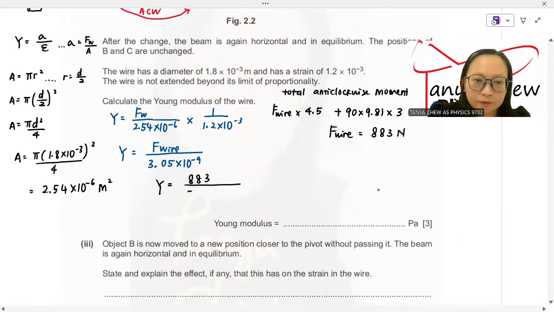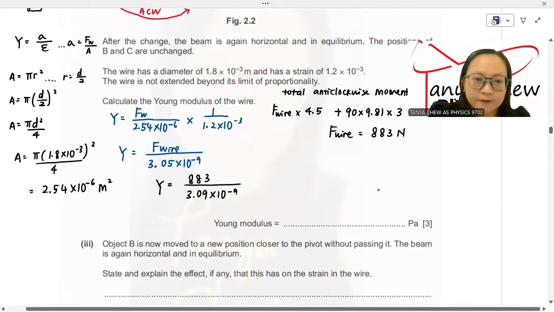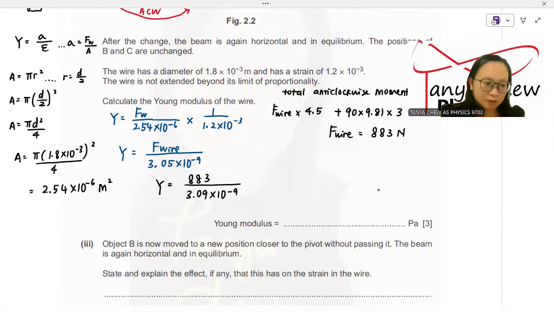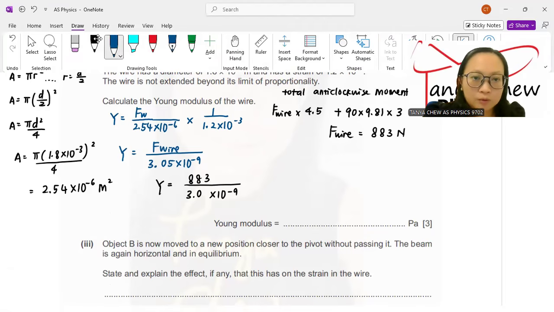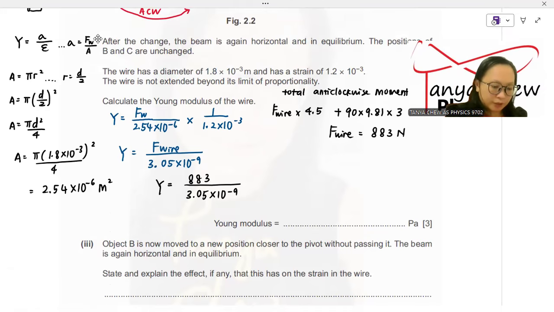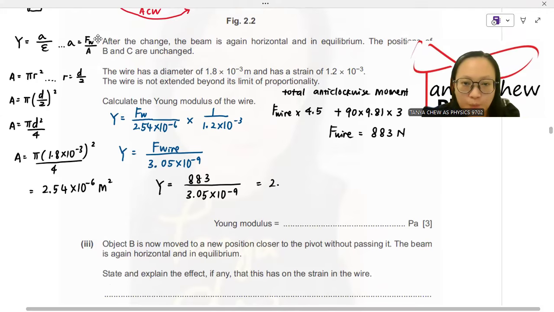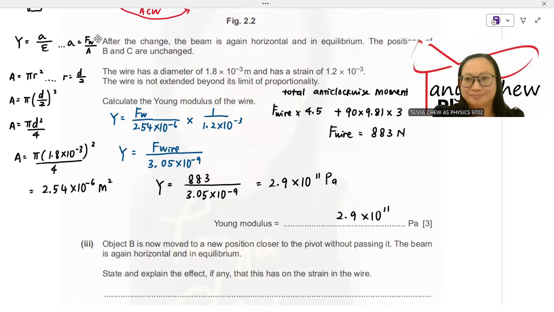Since I got that, I just replace that. 883 divided by 3.09 times 10 to the power negative 9. So let me do it. So this, 3.05, sorry, not 3.09, yeah, 3.05. So 883 divided by 3.05 times 10 to the power negative 9. You are supposed to get 2.89, right? Or 2.9. So I get 2.9 times 10 to the power of 11 Pascal. So 2.9 times 10 to the power 11 Pascal is our answer.